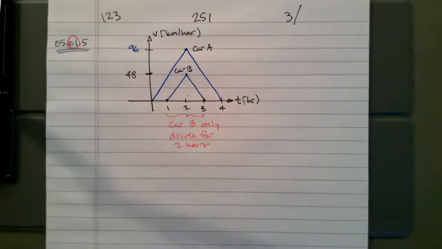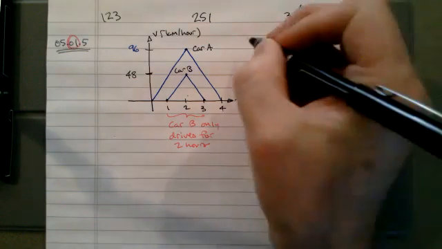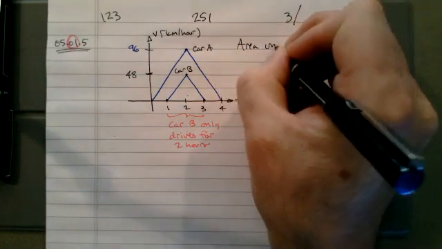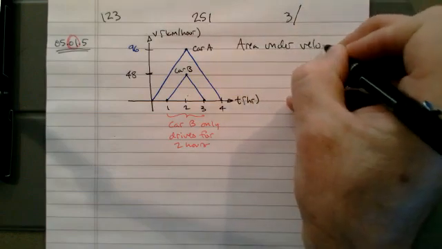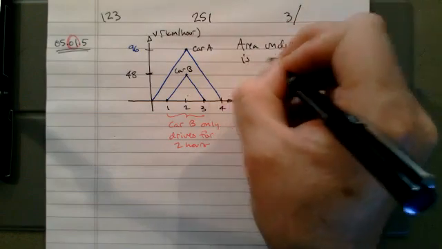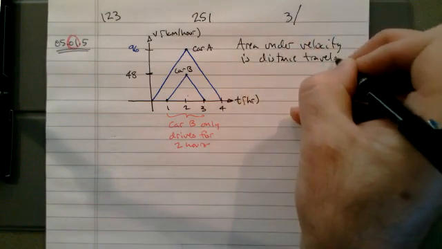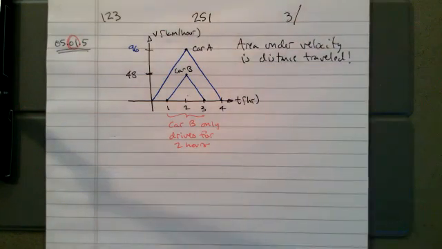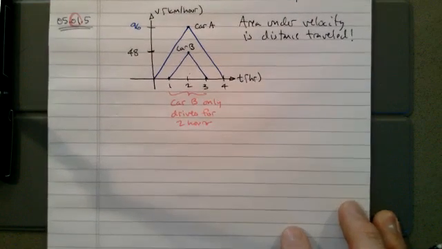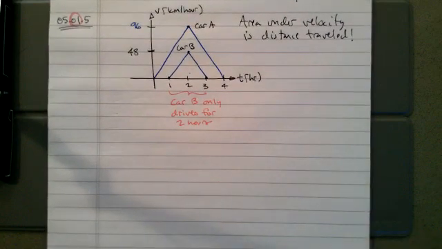Approximately how far did each car travel? So the area under each curve will be the distance. The area under the velocity graph is the distance traveled. So for the area of car A, we have secret math knowledge for this problem that we didn't have when the book wrote this problem.